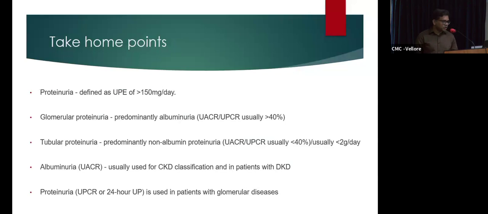If proteinuria is more than 150, it is defined as proteinuria. Glomerular proteinuria is predominantly albuminuric, and UACR or UPCR is mostly 40%. Tubular proteinuria is usually less than 2 gram per day, and it's predominantly non-albuminuric, that is low molecular weight proteinuria. UACR is usually used for classification of CKD and following up patients with diabetic kidney disease. And 24-hour collection we use mostly in patients with glomerular disease, including nephrotic syndrome.